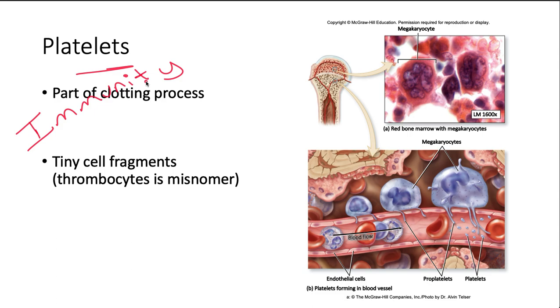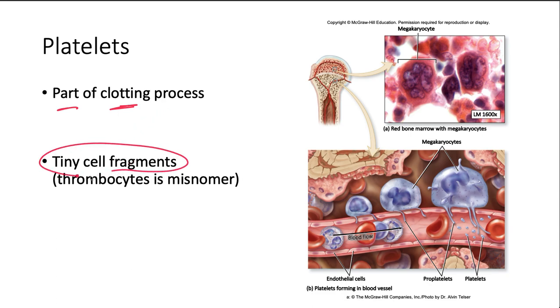Okay, last bit of blood is the platelets. And platelets are part of the clotting process. You don't need to know the entire clotting process. It's actually quite a cascade of many, many chemical reactions. Platelets are involved. They're important to clotting. They're not the only thing. There's other clotting factors. But that's all you really need to know about platelets. Well, part of the clotting process.